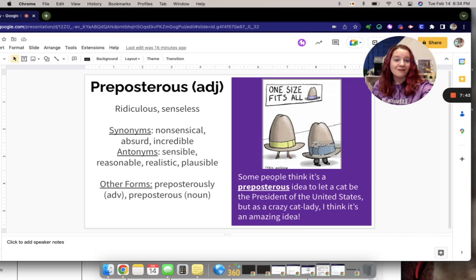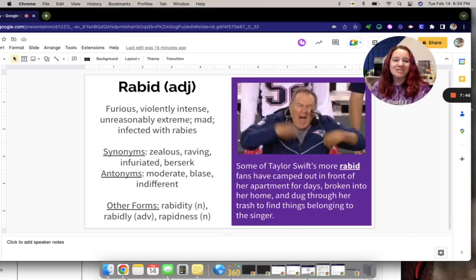Gets my vote. Our next word is rabid, which is an adjective that means furious, violently intense, unreasonably extreme, mad, or it can mean infected with rabies. So like a rabid animal could be an animal that has rabies, which is a disease. Your synonyms are zealous, raving, infuriated, and berserk. Your antonyms are moderate, blasé, looks like blaze, but it's blasé, and indifferent.